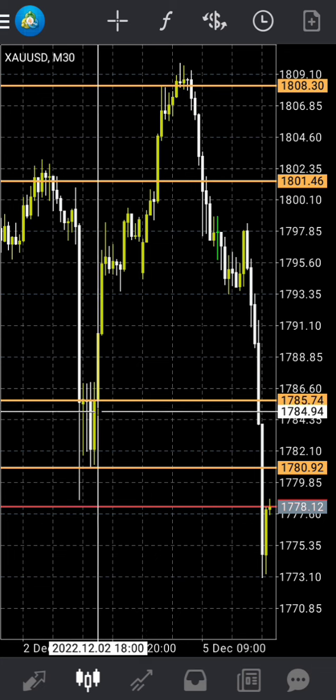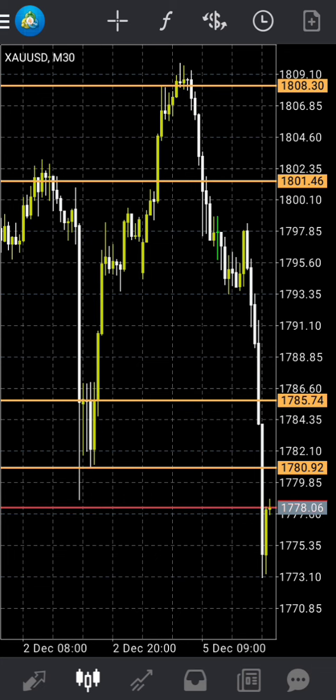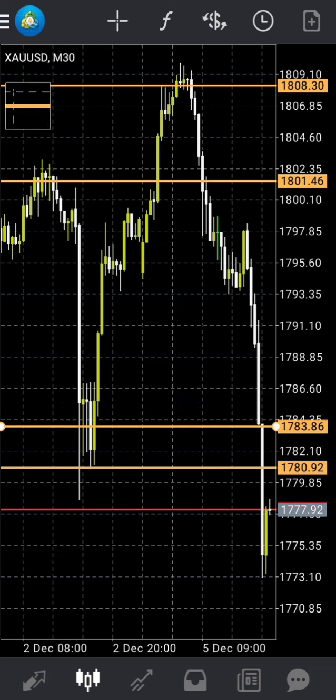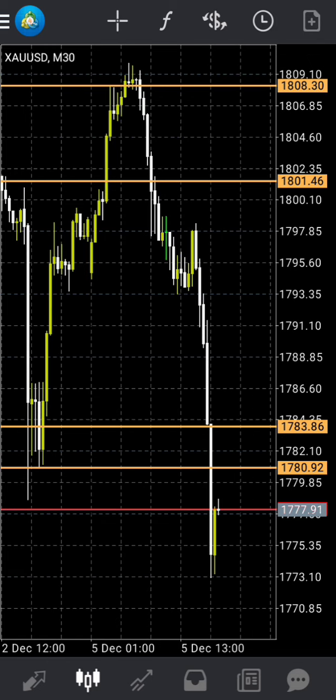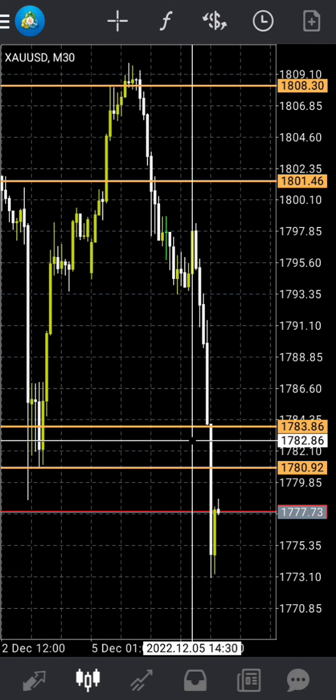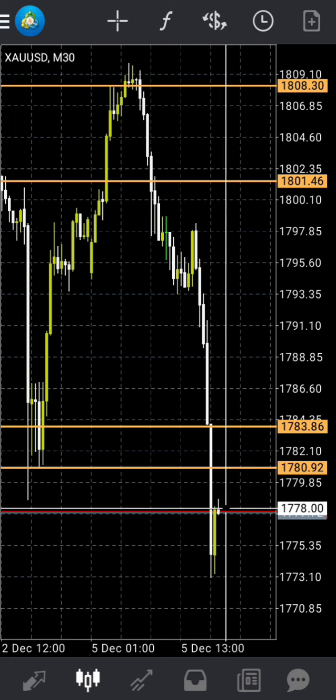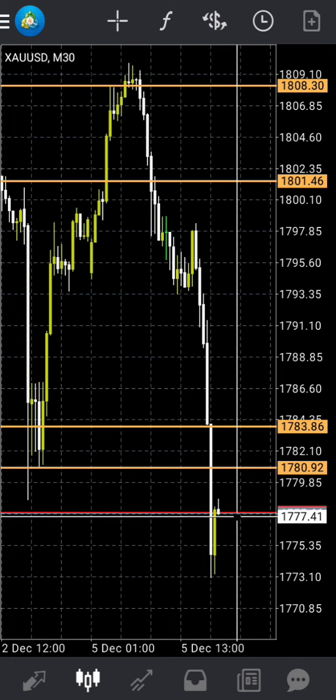Okay, this is a bullish engulfing zone. Then I cut the zone into half. This is why I accidentally did the zone here. So we enter here and we hit SL at 1777, I believe.